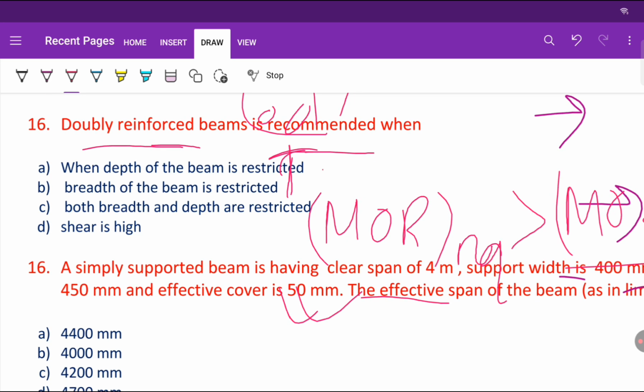When depth of beam is restricted, when breadth of the beam is restricted, both breadth and depth are restricted, shear is high.